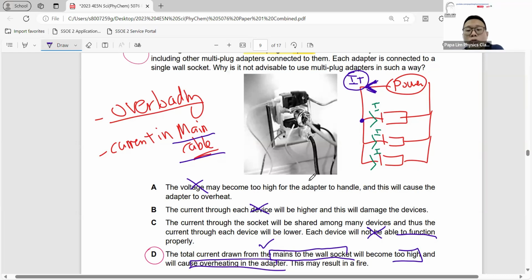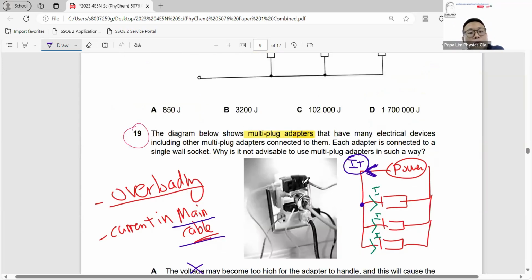Even at home, we try not to plug too many plugs into the adapter. If possible, transfer them to different sockets so that it evens out the load and prevents the temperature in the main cable from rising. Okay, so take note of it.